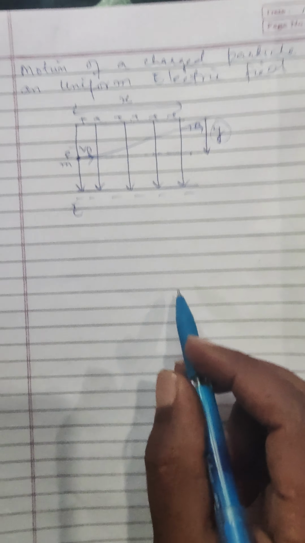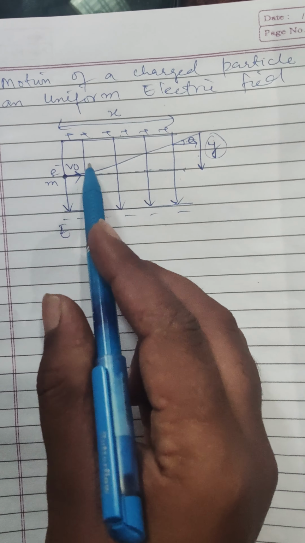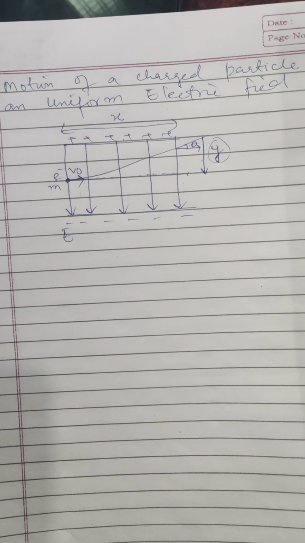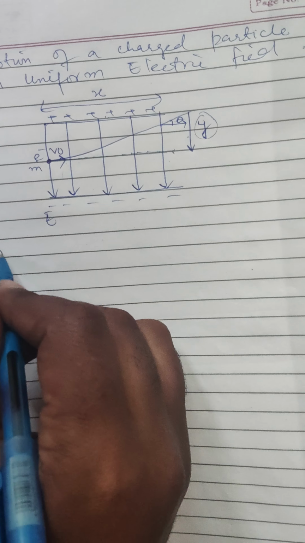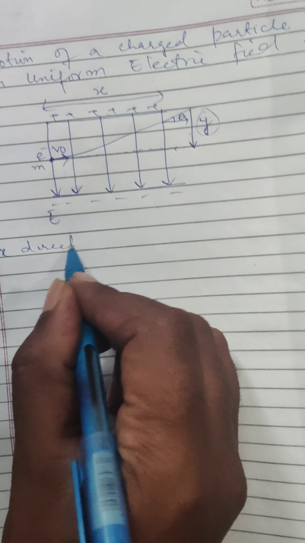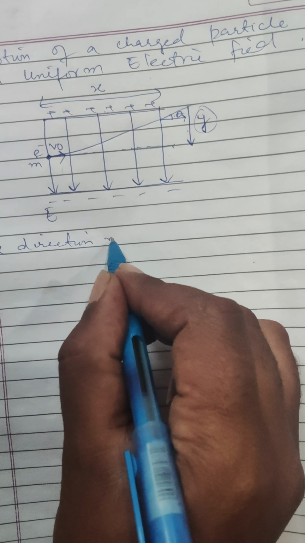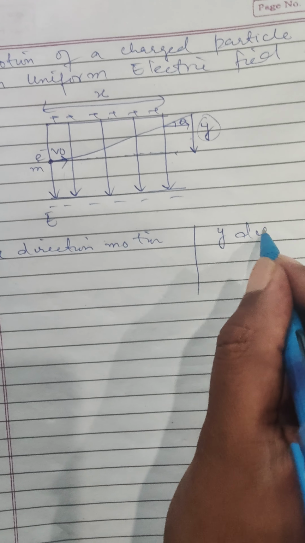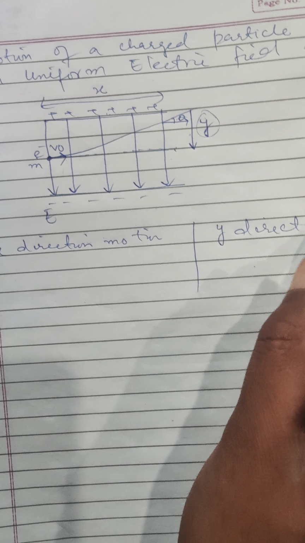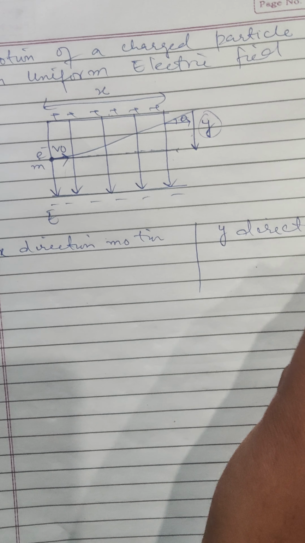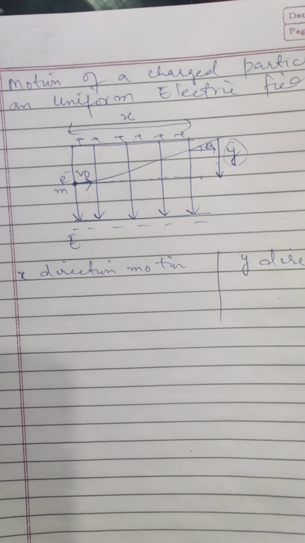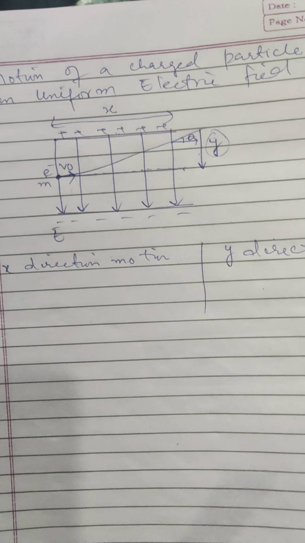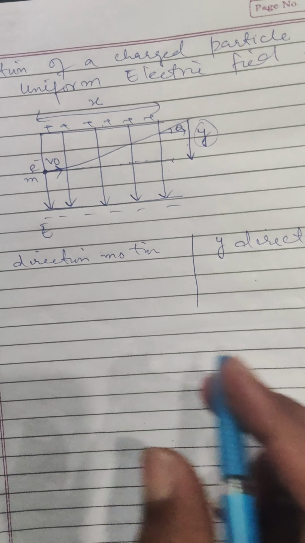Now for this we have to consider the motion of this electron in two directions, x-axis and y-axis. So here is x direction motion, here y direction motion. Same as the way we do in projectile motion to calculate the Hmax, range and time period, etc.